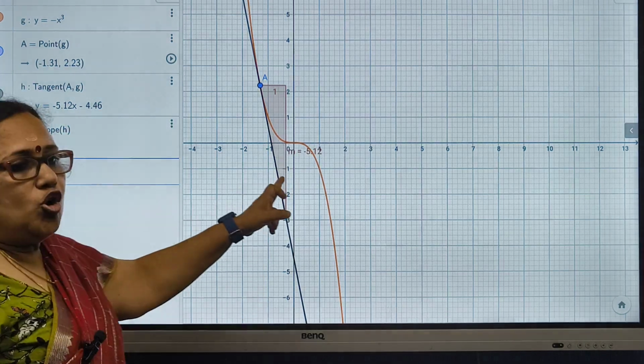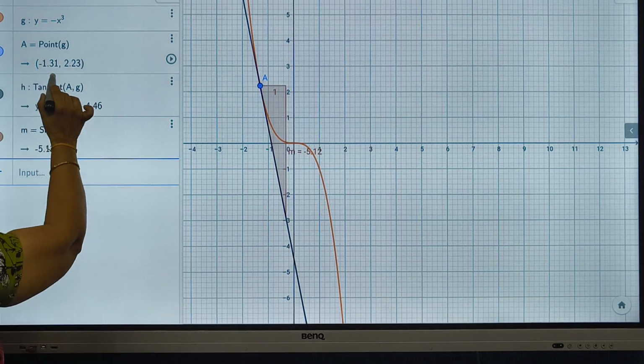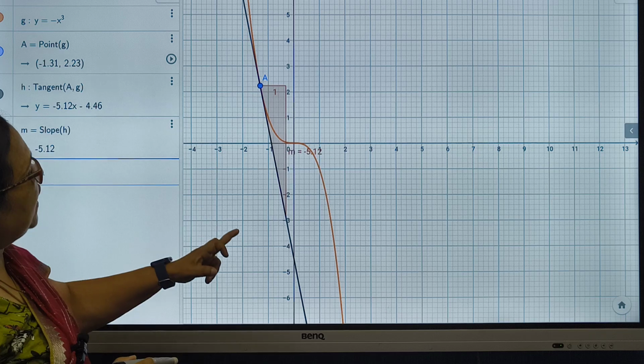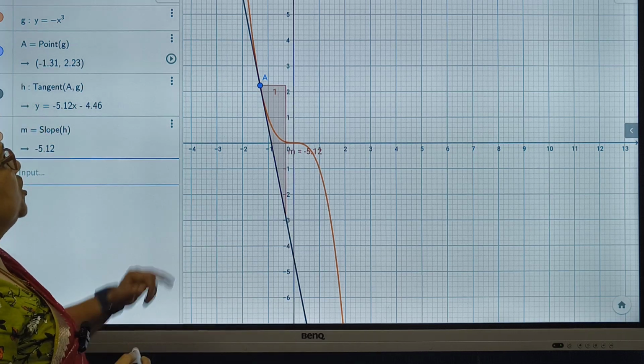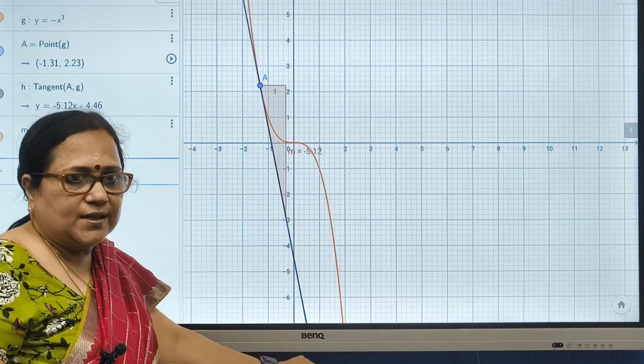Okay. Now what is the slope? Minus 5.12. So y equal to minus x cube. You can also see from the graph that it is a decreasing function. It is like this. It's decreasing. As x increases, y decreases.